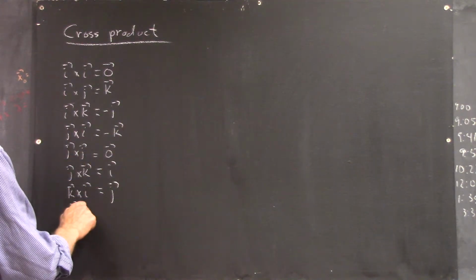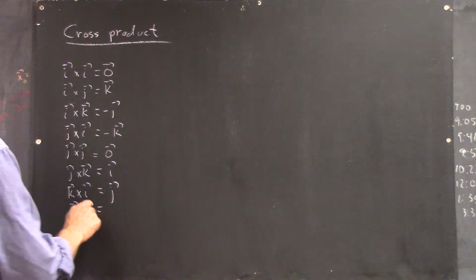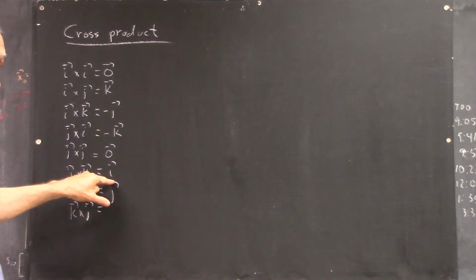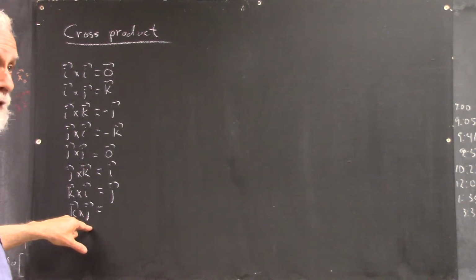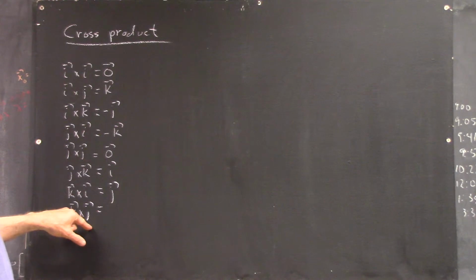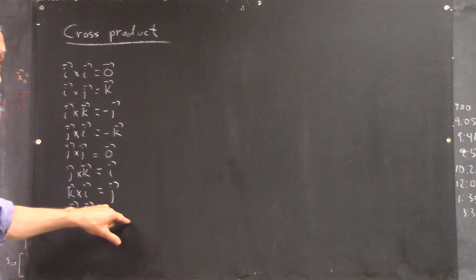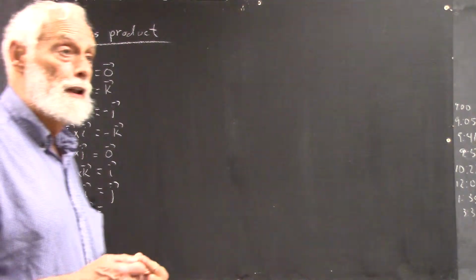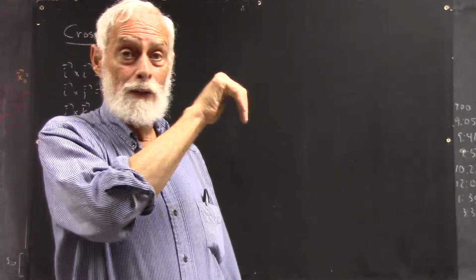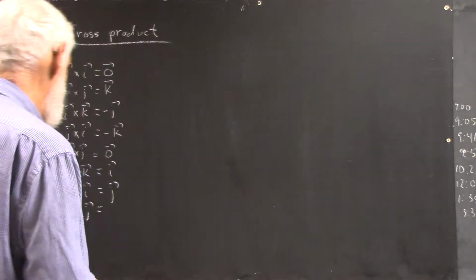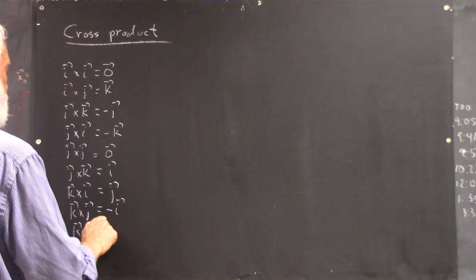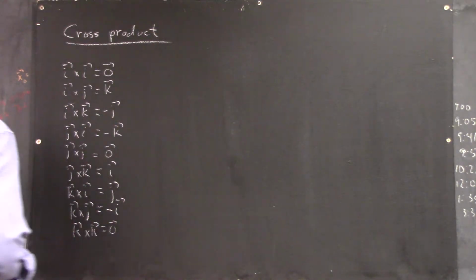Okay, well, k cross j. Now we suspect, since j cross k is I, that k cross j is going to be negative I. Okay? J cross k is I, so k cross j should be negative I, right? Well, let's just check it out. There's k. Okay? And there's j, and there's negative I. Okay? And of course, k cross k is 0. Make sense?